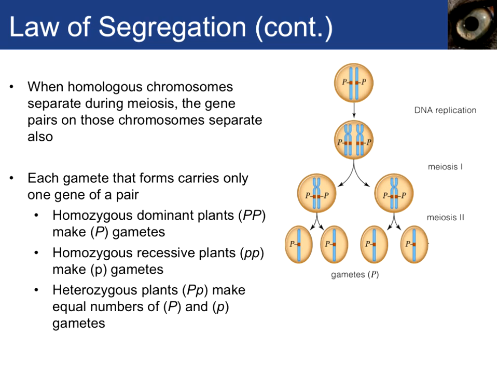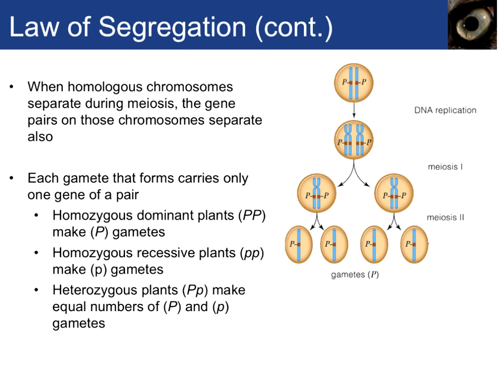So this slide looks at the law of segregation. When homologous chromosomes separate during meiosis, the gene pairs on those chromosomes separate also. So each gamete that forms carries only one gene of a pair, and homozygous dominant plants make only gametes that carry the dominant allele, as seen in the picture.